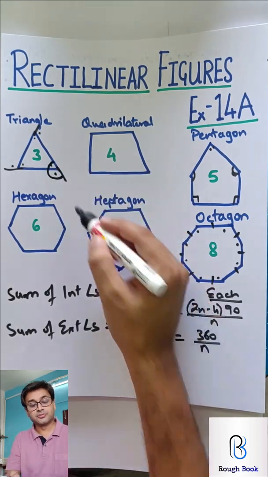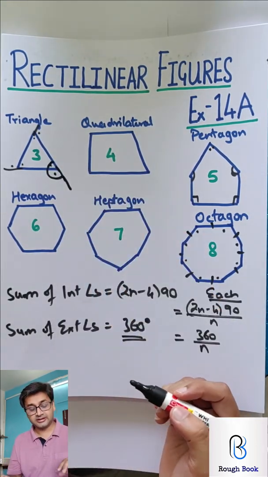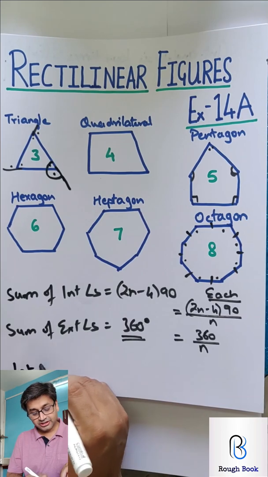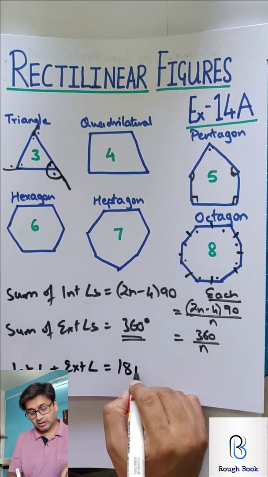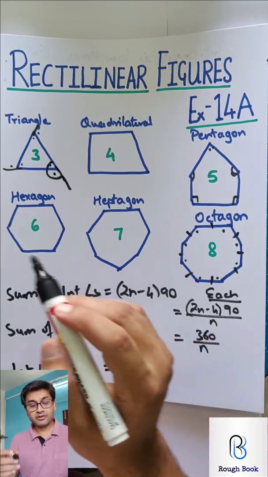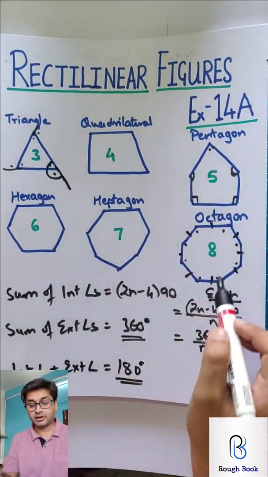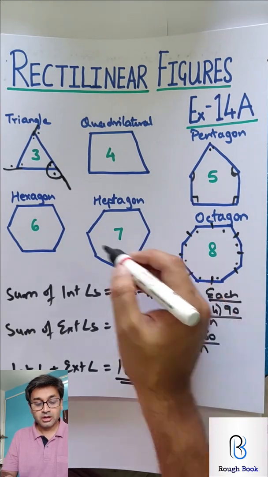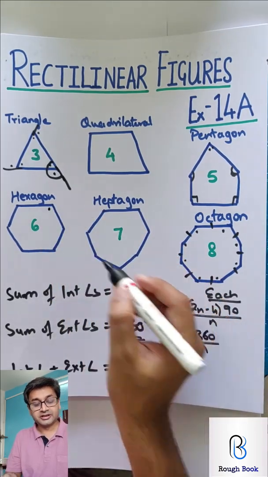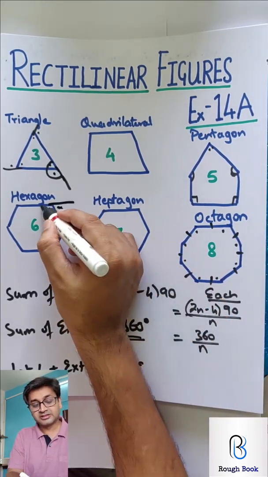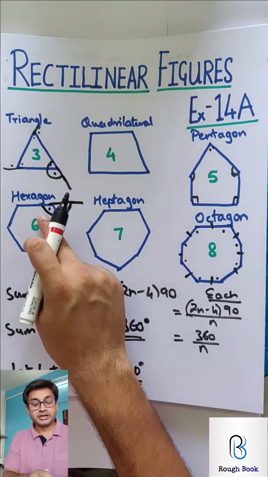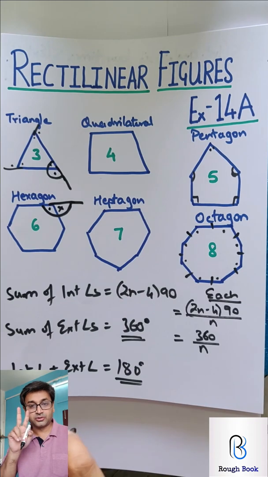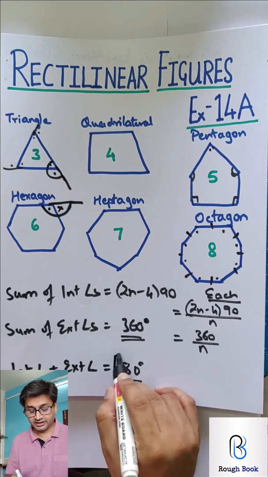What is the relationship here between the interior and exterior angle? Each interior angle plus each exterior angle, the total always is 180, whether it is a triangle, pentagon, heptagon, octagon, anything. Let's look at a hexagon. This is the interior angle, this is the exterior angle. The total is how much? 180. One interior plus one exterior will always remain 180.